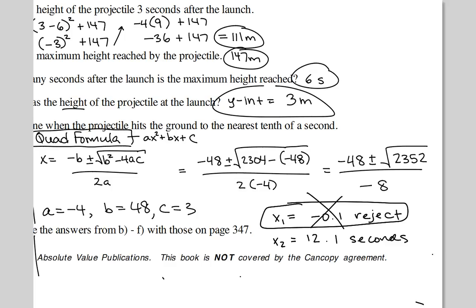Please double check that you can get 12.1 on your calculator using this expression. Type in the top. I'm assuming you're going to use the plus, not the minus. So negative 48 plus the square root of 2352 divided by negative 8. Or it might be the negative, depending on how the negatives cancel. It's the negative one, right? Because then it would divide by a negative. So check it out, see if you can get them.